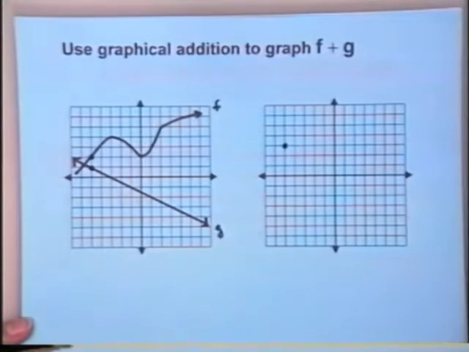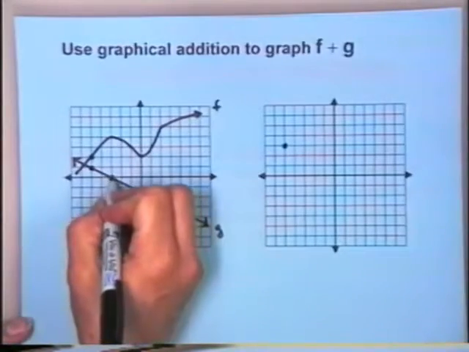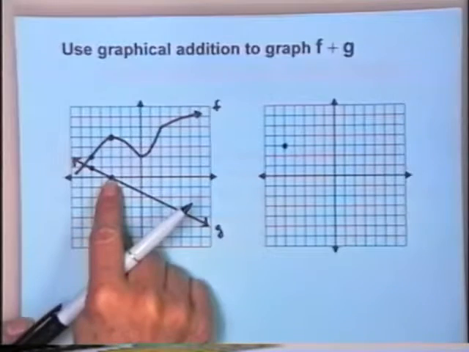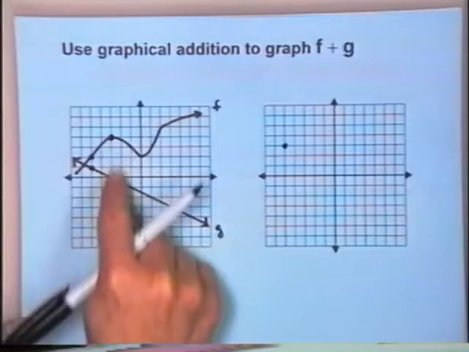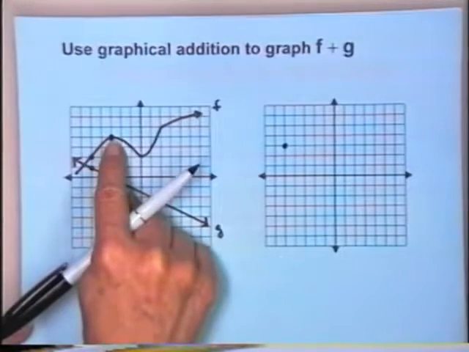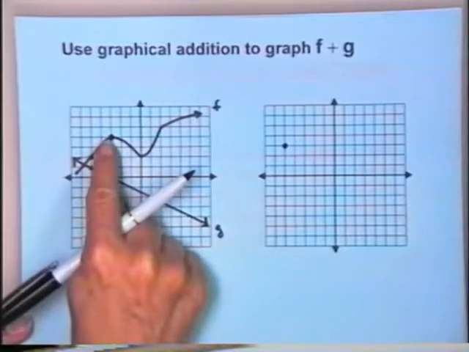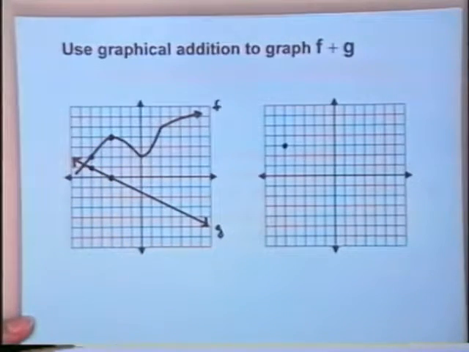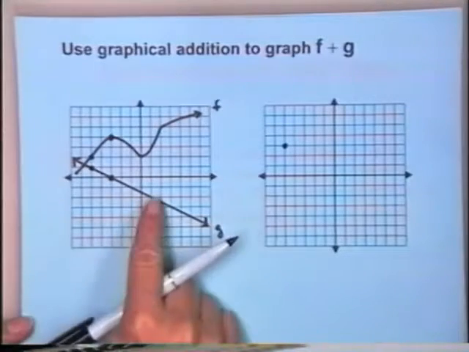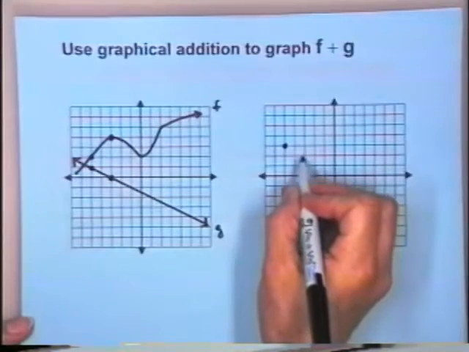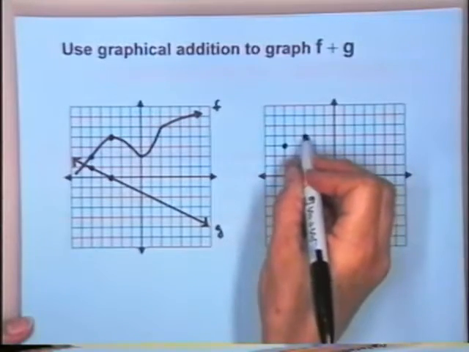Okay? Now let's find another place. Right here. Do you see these two values? This is at x equals -3. Notice function f has a y value of what? 4? But function g has a y value of 0. What do you get when you add 4 and 0? You get 4, don't you? So whenever x is -3, y is 4. That will be right in there.